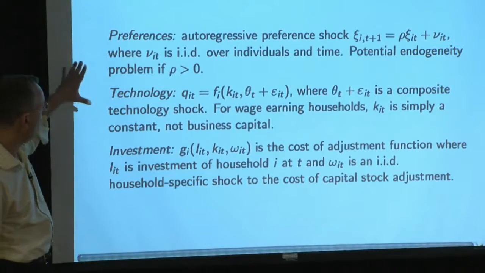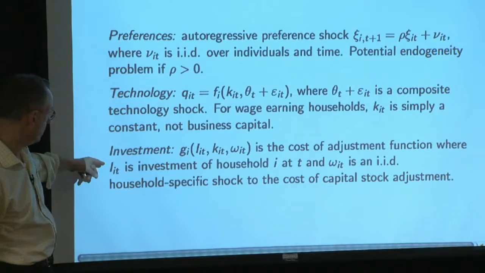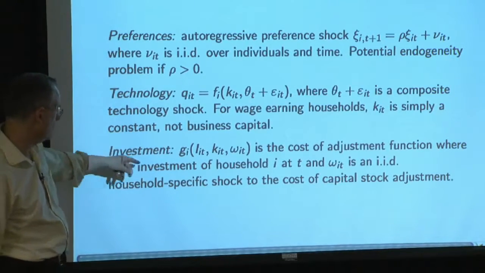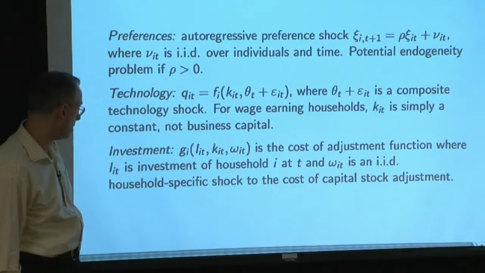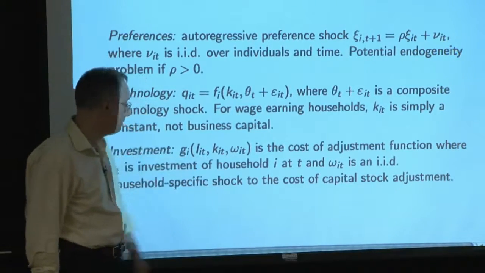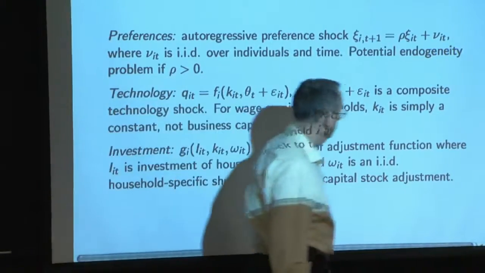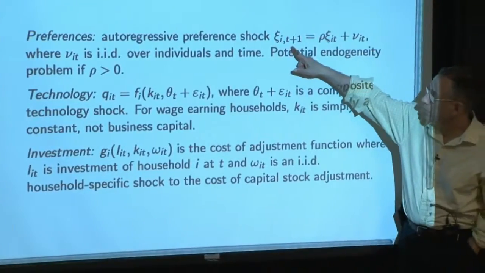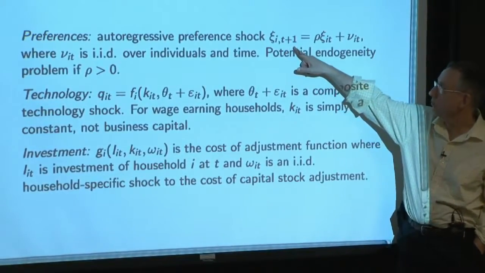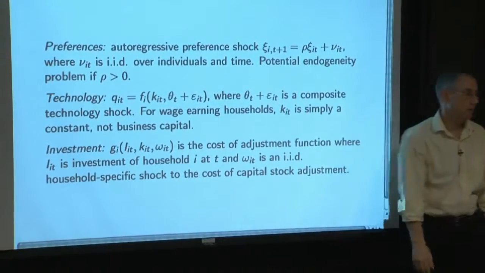As I said, we're going to embed investment in this, adding that to the risk and insurance in Village India. So there's going to be some adjustment cost to adjusting your capital stock. This is also buffeted around by IID shocks. This is new. This is a preference shock. We're going to put something in the utility function, which is autocorrelated.